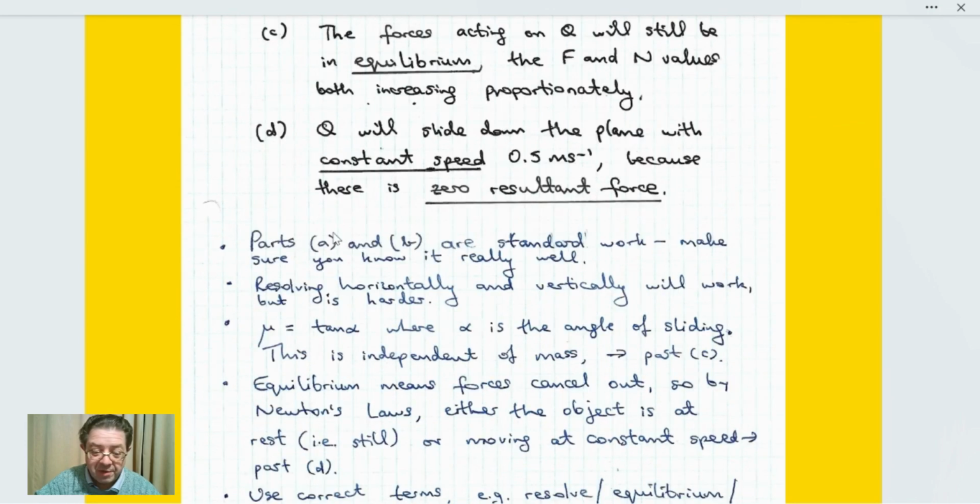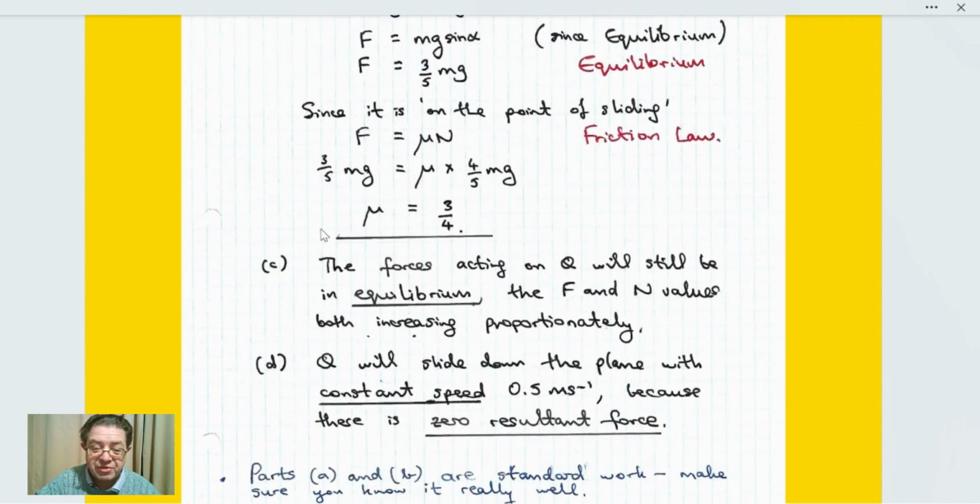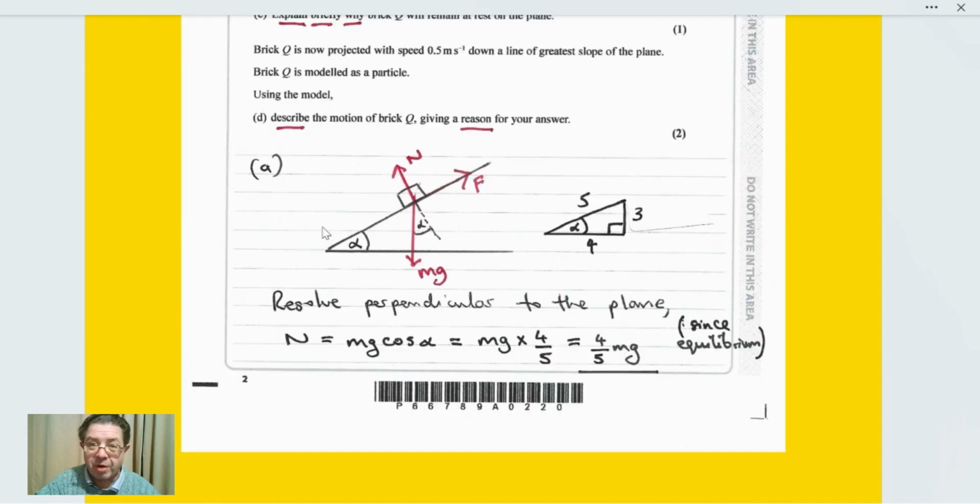So for this question, A and B are standard work. Make sure you know really well how to do these questions. They're really very common in mechanics papers.